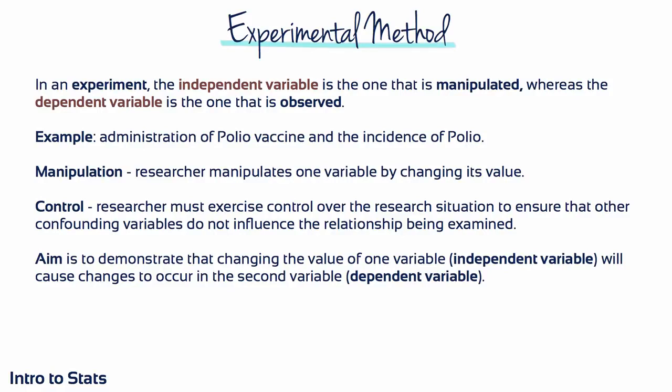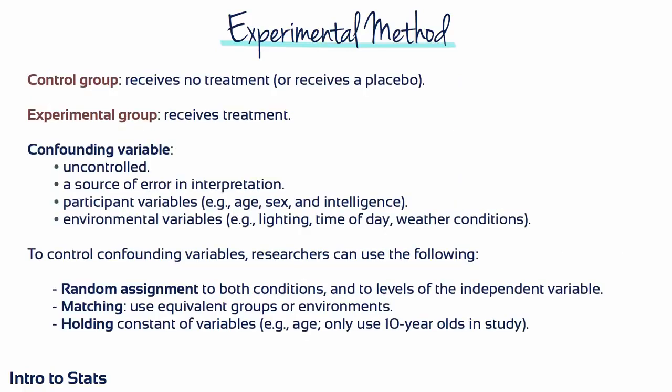To accomplish the goal of demonstrating cause and effect, the researcher must use manipulation and control. The researcher has to manipulate the giving of the vaccine, giving it to some people and not to others, or increasing the number of people it's given to. They will then measure the number of polio cases in the population or sample. The researcher must also exercise control over the research situation to ensure that other unrelated variables do not influence the relationship being examined. We call these confounding variables. Confounding variables are the enemy of good research.